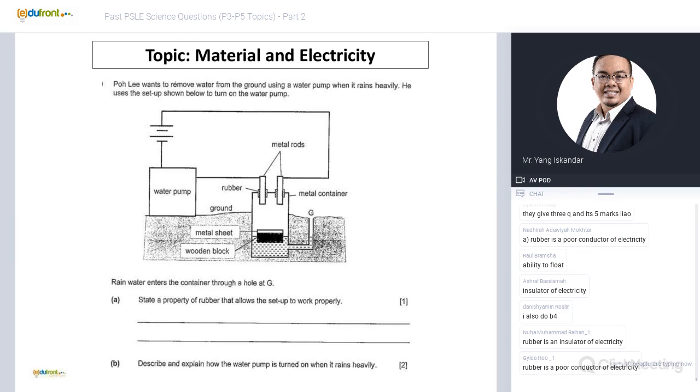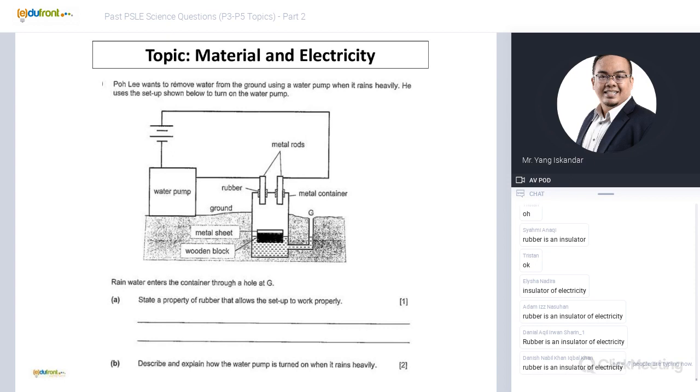Part A, no problem. Rubber is an insulator. Nadira, you cannot say rubber is a poor conductor of electricity. Please do not confuse electricity and heat. You cannot say poor conductor. Poor conductor means electricity can still flow through. That means you are in trouble.